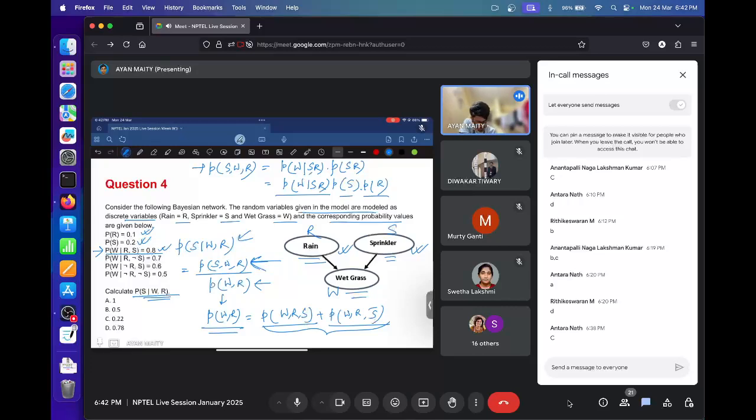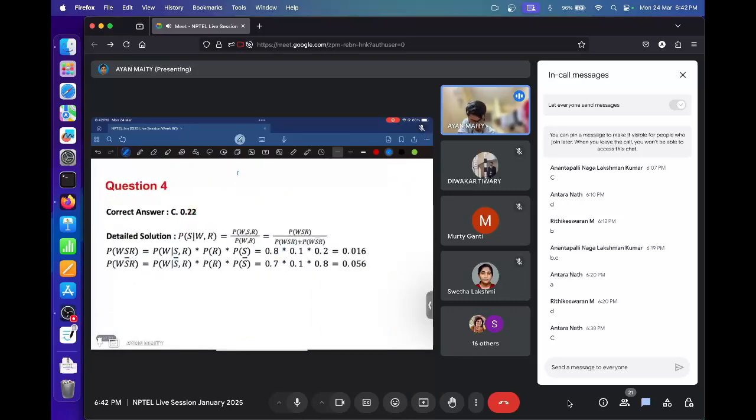And the other probability value that we have to find out is this probability of WRS complement. So there would be probability of WRS complement, similar to what we did for the other probability calculation. We will again apply this conditional probability formula, and this R and S, these two variables are independent of each other, so we can split the probabilities like this: probability of R into probability of S complement.